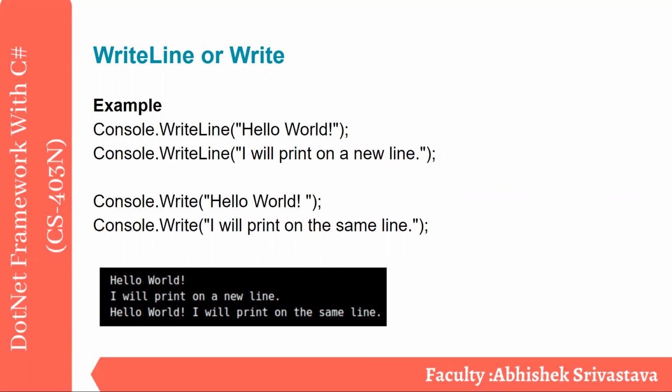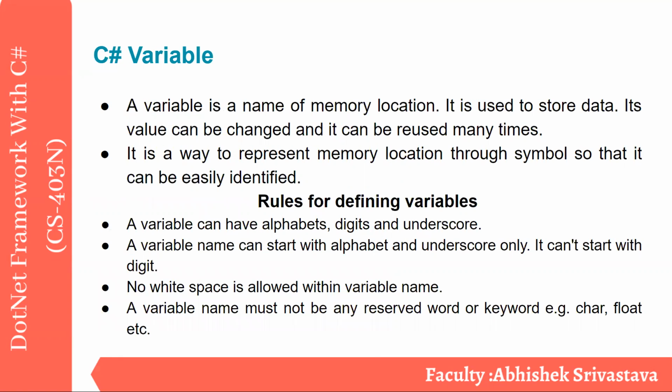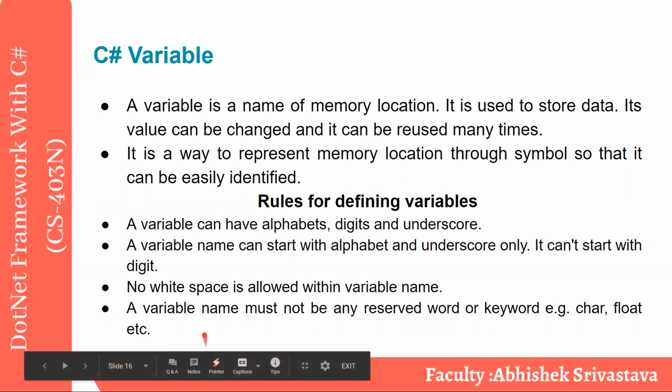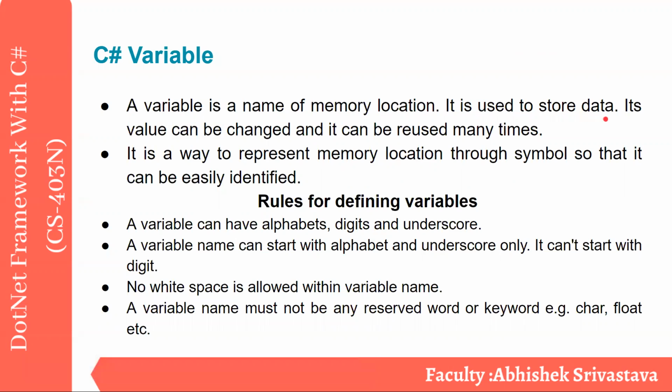All right, no problem. So what are variables? Everything you learned from C++ and Java, now in C sharp. Very good definition. A variable is the name of a memory location. It is used to store data. Its value can be changed and it can be used many times. It is a way to represent the memory location through a symbol so that it can be easily identified, means through the name.